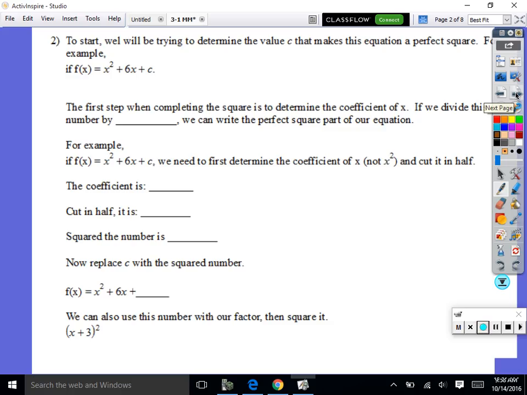It says, to start, we'll be trying to determine the value of c that makes the equation a perfect square. So we're just going to focus on the first 2 terms, the x squared and the 6x. We're going to really focus in on that middle term of 6x, and then we're going to complete the square. I teach this a little different than how this teacher does, because we take turns helping each other type up notes. So we're going to go off to the side, because my way is a little bit easier.